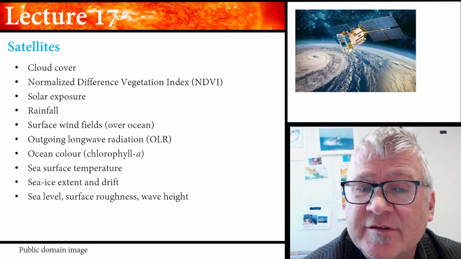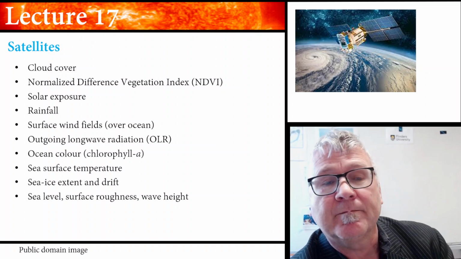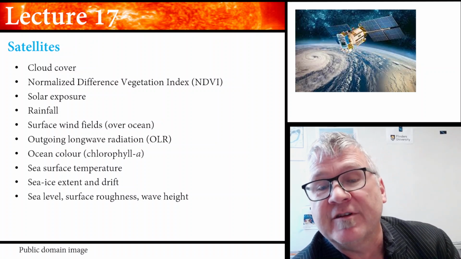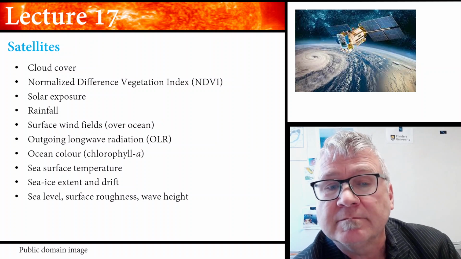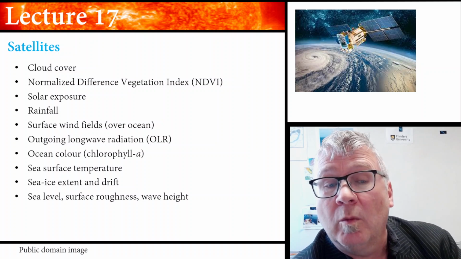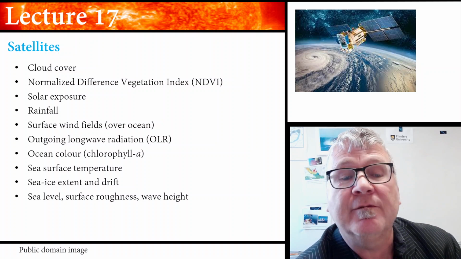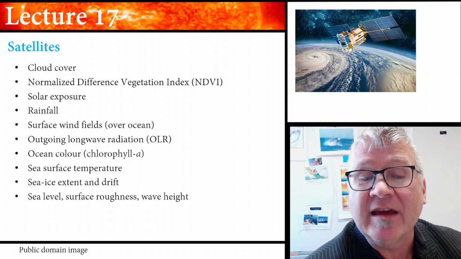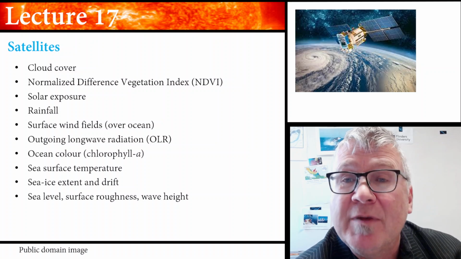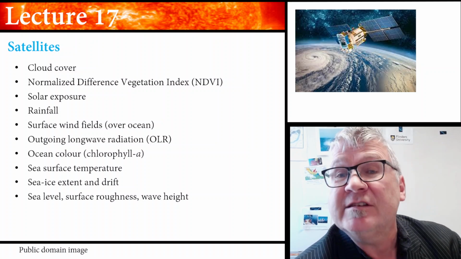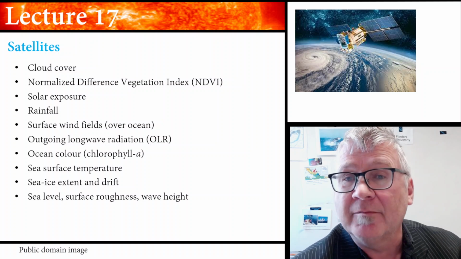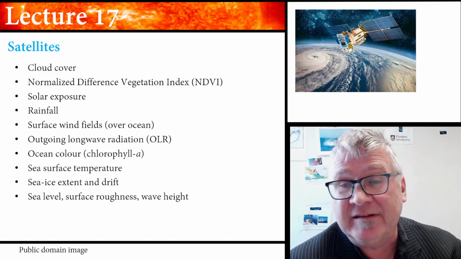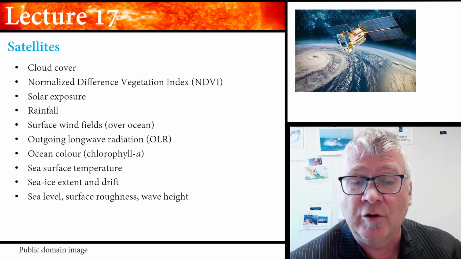information we get. From satellites, we get information on cloud cover. We get information on vegetation, which is based on a normalized difference vegetation index, and you can look that up. We measure solar exposure, rainfall, surface wind fields over the ocean, outgoing long-wave radiation, ocean color, chlorophyll A, which is the green pigment in phytoplankton, sea surface temperature, which indeed is a key parameter, the temperature, and sea ice extent and drift, indeed very important in the context of global warming.